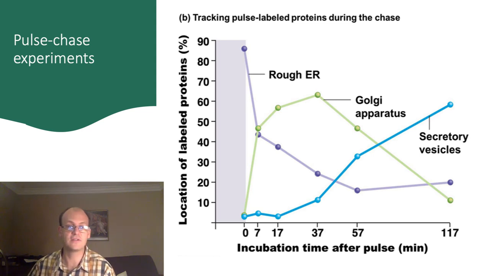We can use these results to estimate how long molecules remain in the Golgi apparatus. You can see that they only start appearing in large numbers in the Golgi apparatus after about 7 minutes. However, after 37 minutes, they're starting to appear in the secretory vesicles. This indicates that some of them spend as little as about 30 minutes within the Golgi apparatus.